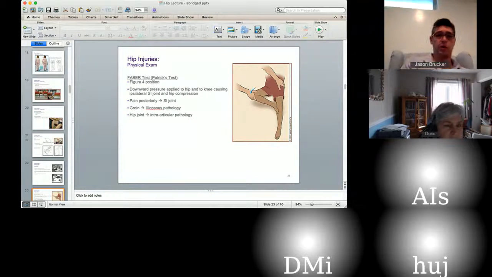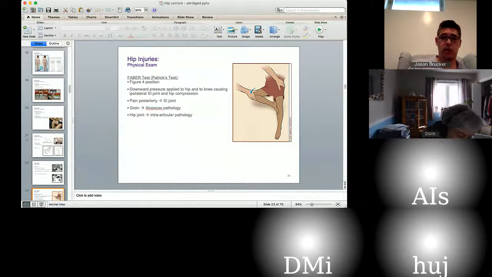Also, in the supine position, do the Faber test, which stands for flexion, abduction, and external rotation, where you essentially manipulate the joint into a figure of four position.